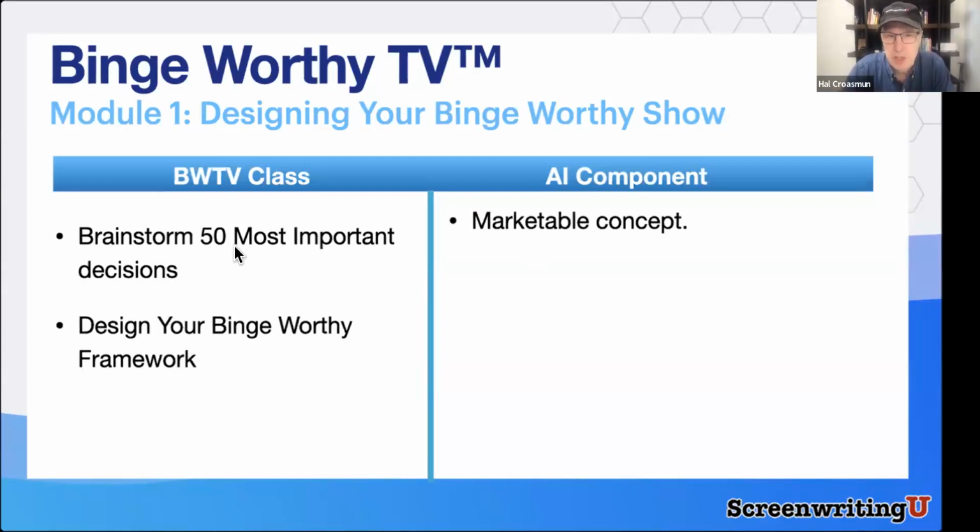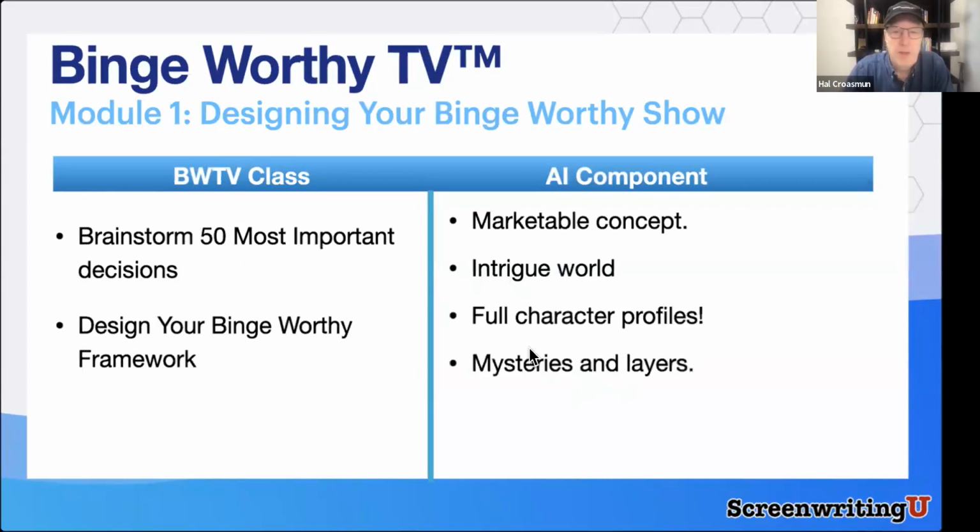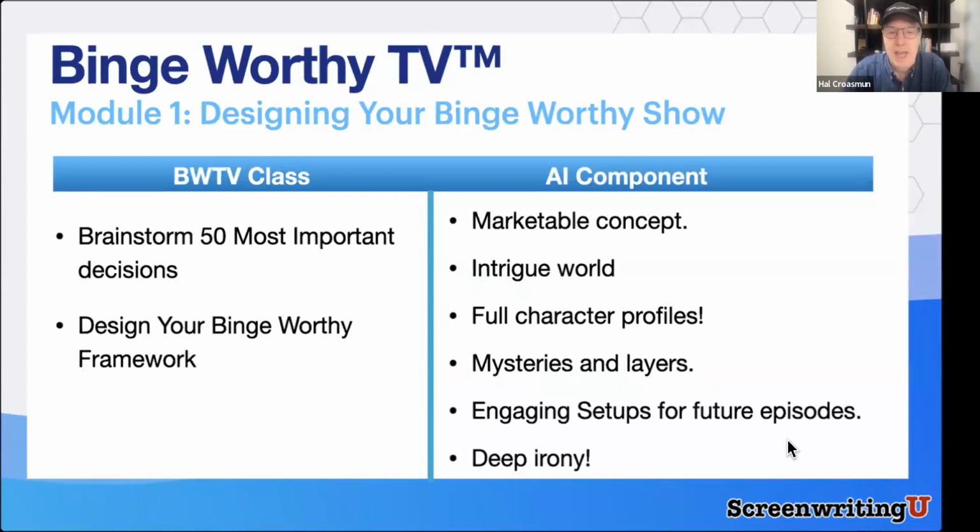Now, with that, then you'll come over to AI, you'll brainstorm a marketable concept. This is one of the 50 decisions. You will brainstorm an intriguing world. This is another of the 50 most important decisions. Then you'll brainstorm full character profiles, the mysteries and the layers, all of this fits in. The engaging setups for future episodes, and you'll brainstorm deep irony. And every one of these, this is actually what this is about, 10 of the 50 decisions. There's 40 more. Every one of these decisions will make your show better before you even write a word.